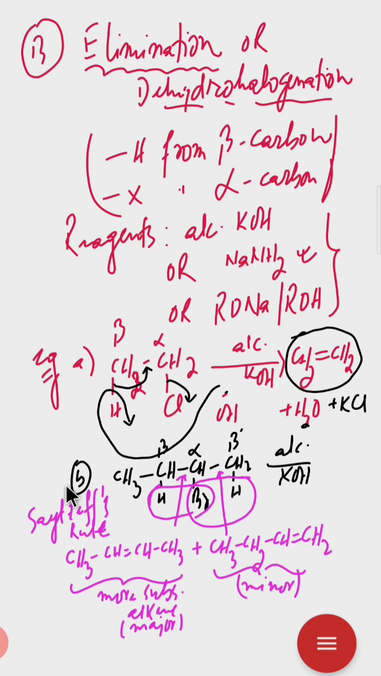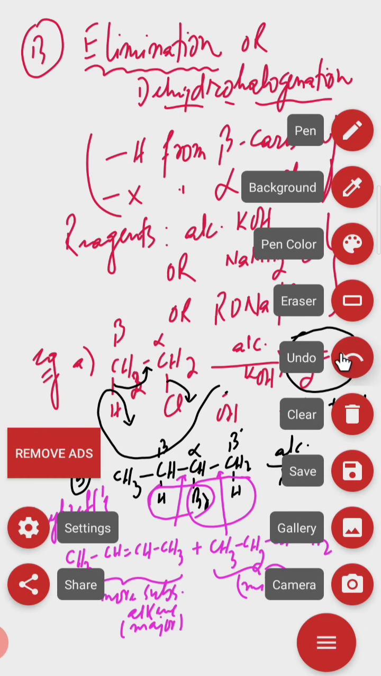Let me read it one more time, because I'm not going to write this statement here. According to Saytzeff's rule, in the beta elimination of, or in the dehydrohalogenation of, alkyl halides, the more substituted alkene is the major product. This is according to hyperconjugation actually. Okay, this is about elimination reaction.